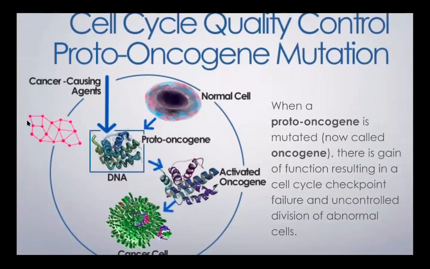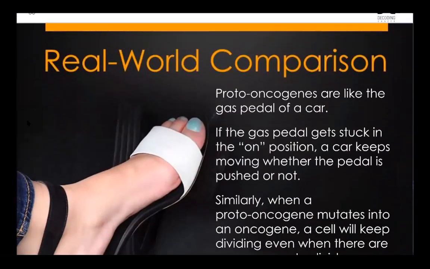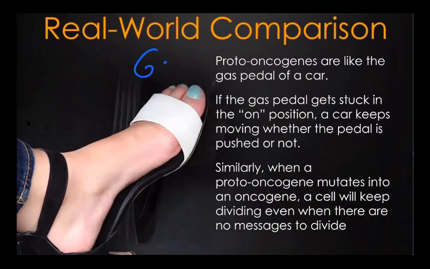The next control mechanism are called proto-oncogenes, which I know sound kind of intimidating, but again, I'll try to keep this simple. Proto-oncogenes are sort of the opposite, right? Think of this as the gas pedal in the car. So these are the go mechanisms, right?